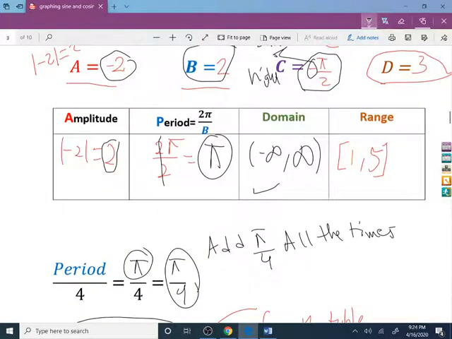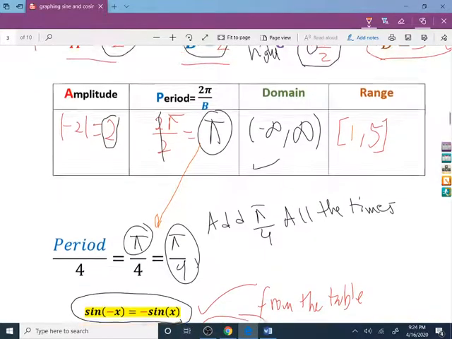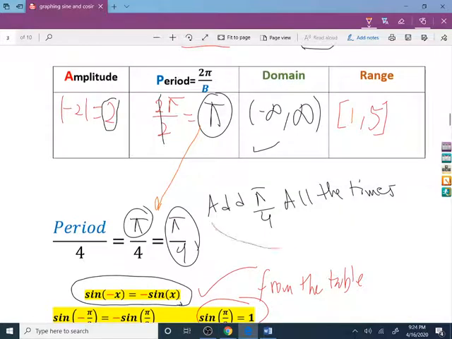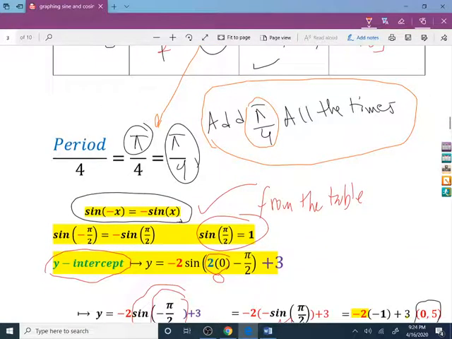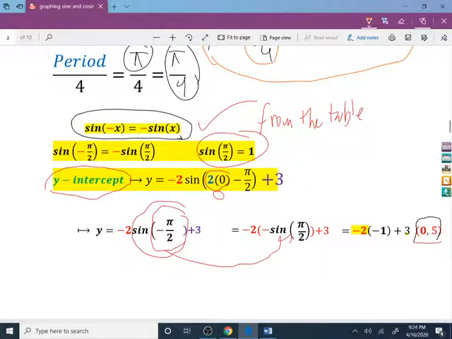This is what I need to divide, it is pi over 4. Then you have to add pi over 4 all the time. You will see what I mean. There are some rules you need to apply through your calculation.